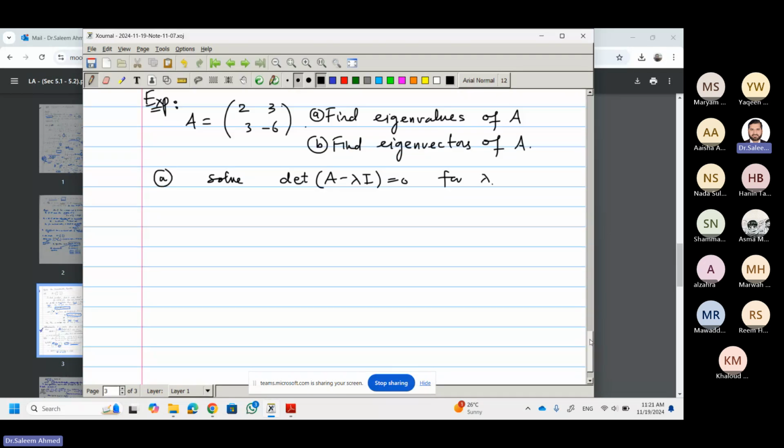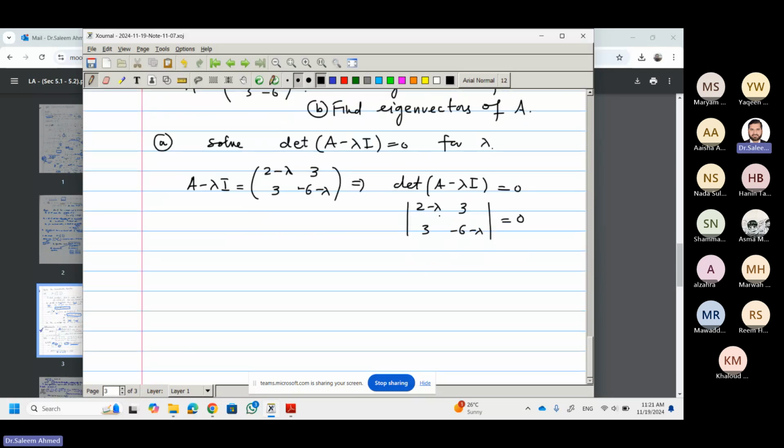It's a polynomial equation. So what was A minus lambda I? I said just subtract lambda from the diagonal. Let me first write A minus lambda I. It is subtracting lambda from the diagonal: 2 minus lambda, 3, 3, and minus 6 minus lambda. Now, if I find the determinant of A minus lambda I and put it equal to 0, I need the determinant of 2 minus lambda, 3, 3, minus 6 minus lambda equal to 0.